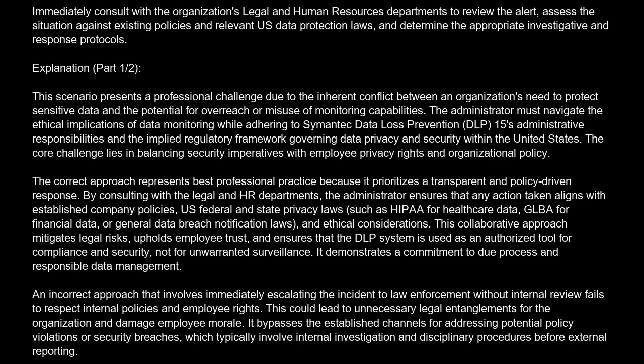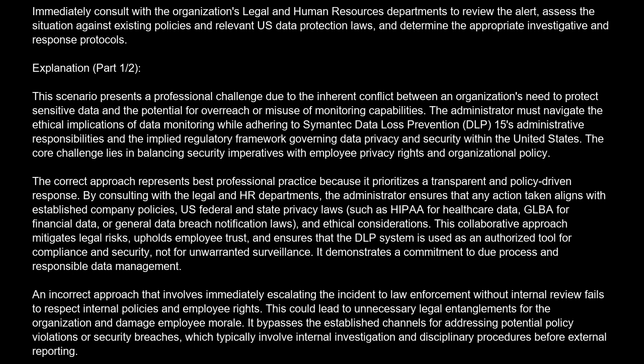The correct approach represents best professional practice, because it prioritizes a transparent and policy-driven response. By consulting with the legal and HR departments, the administrator ensures that any action taken aligns with established company policies, U.S. federal and state privacy laws, such as HIPAA for healthcare data, GLBA for financial data, or general data breach notification laws, and ethical considerations. This collaborative approach mitigates legal risks, upholds employee trust, and ensures that the DLP system is used as an authorized tool for compliance and security, not for unwarranted surveillance. It demonstrates a commitment to due process and responsible data management.